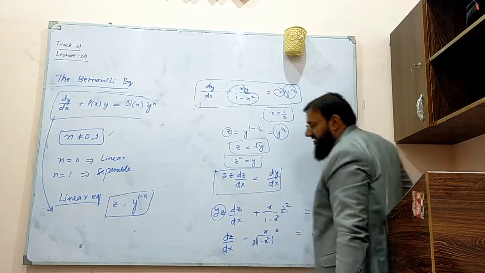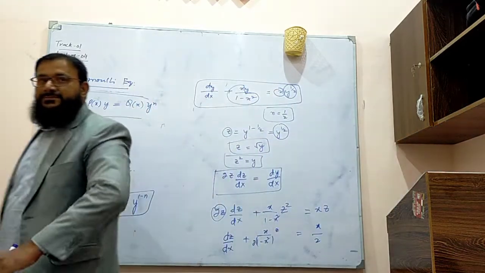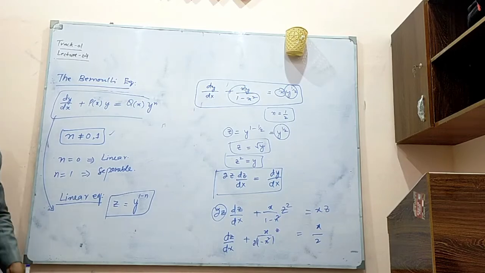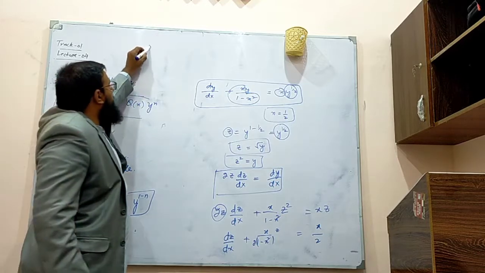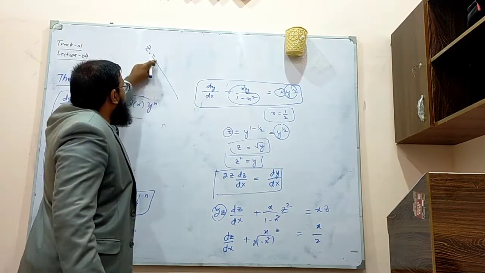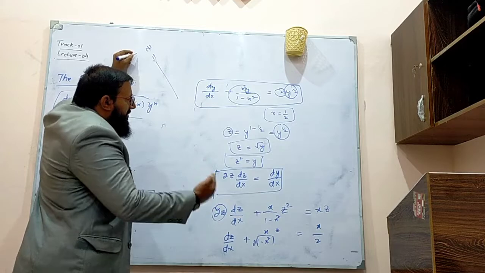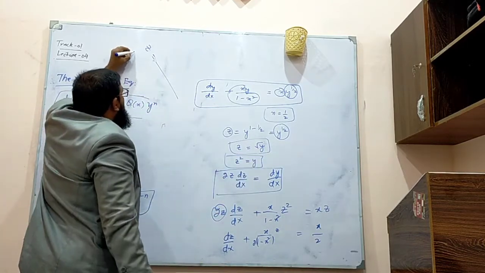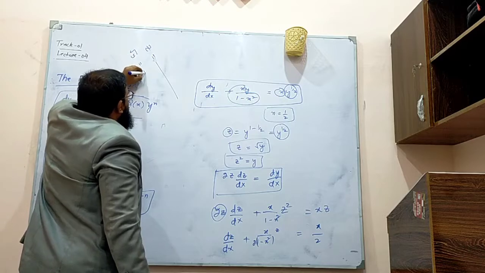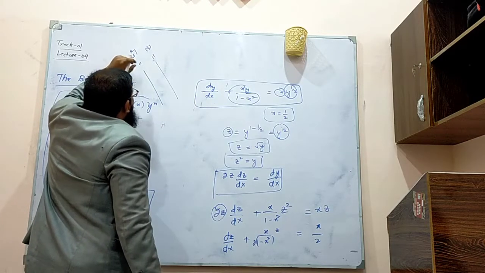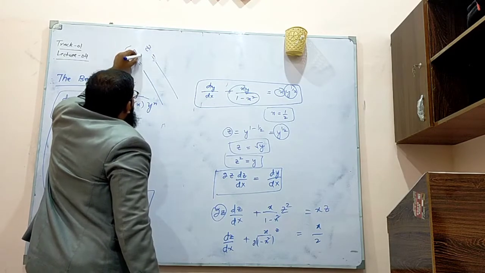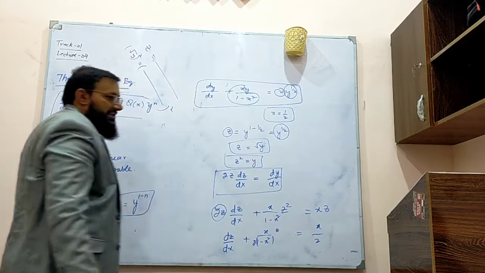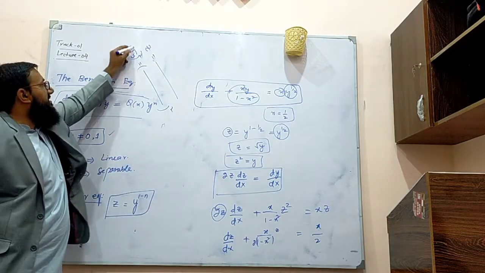You can see this equation is linear. The dependent variable is z and the independent variable is x. You solve it, you get a solution in terms of z, whatever it is, and you substitute back z is equal to square root of y. This is your solution. If you want an explicit solution, you just square both sides.